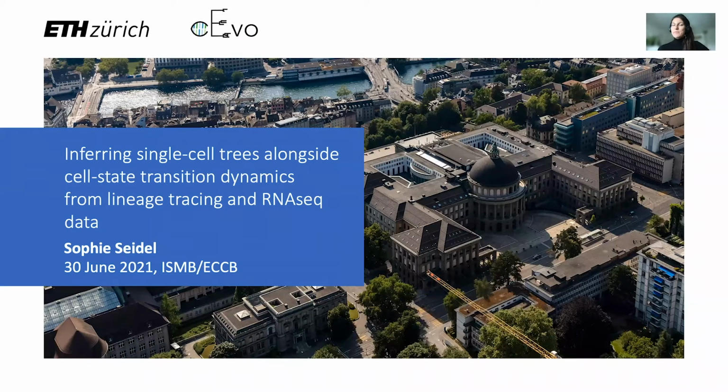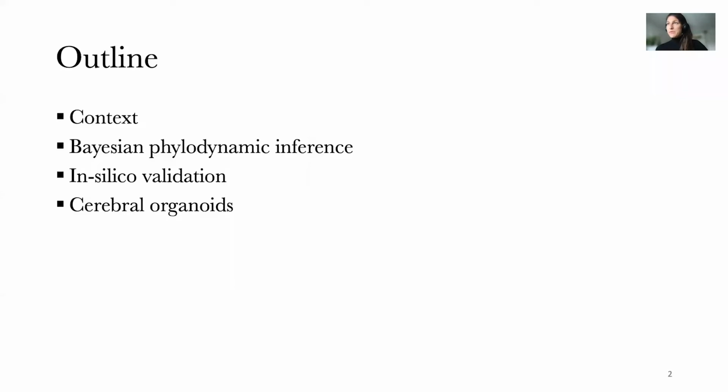In this talk, I will present you a framework that can estimate single cell trees alongside cell state transition dynamics from lineage tracing and RNA-seq data. I will first provide a bit of context and motivate the framework by highlighting some of the challenges that we want to address. Then I present the framework itself and some simulation-based validations. Finally, I will share some preliminary work in cerebral organoids.